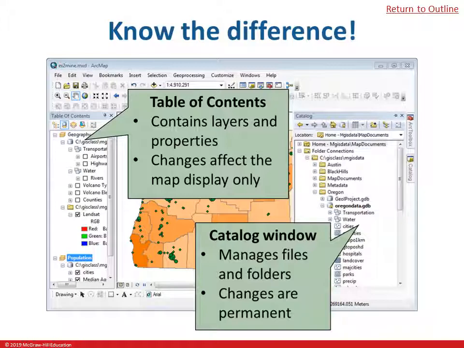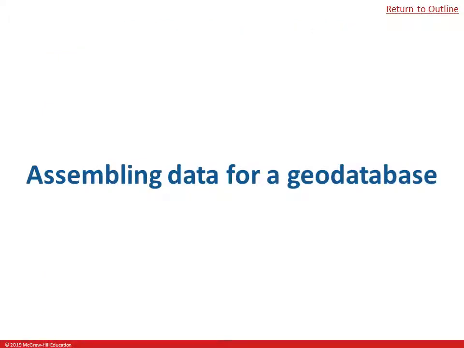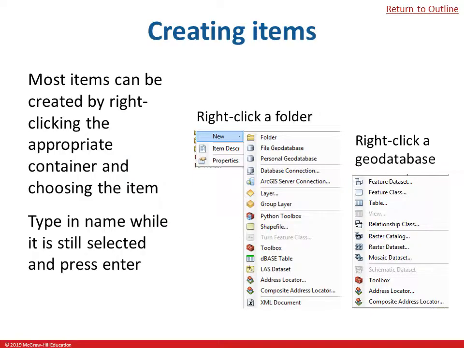Table of contents, catalog window, know the difference, don't confuse them. How do you put data together for a geodatabase? Most items can be created by right-clicking the appropriate container and choosing the item that you want to make. Type in the name while it's selected and press enter. Really hard. You got a folder, right-click on it. I want to create a file geodatabase. Boom. You have a file geodatabase and you want to create a feature class. Boom. Pretty straightforward.